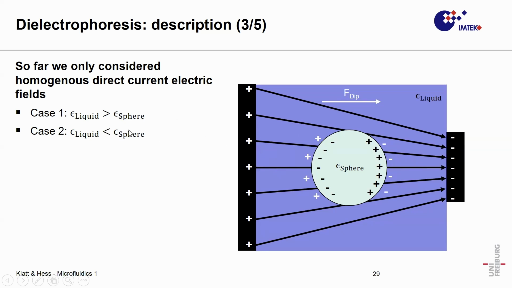You can turn it also around. So if you now consider that the permittivity of the liquid is smaller than the permittivity of the sphere, we have the other situation. So there are more charges close to the boundary within the sphere. And then you have to consider the attractive forces from the electrode to the sphere on both sides. And obviously, as the lines are closer on the right side, the attraction force on the right side will be stronger. And then the particle will be moved in the right direction in this case.